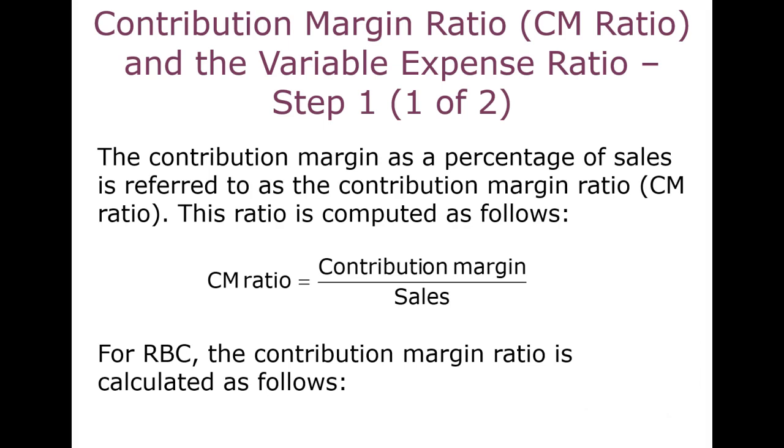Now let's introduce a new term, very similar to what we've been talking about. We're going to call it the contribution margin ratio. This is your contribution margin, in dollars, divided by your total sales. And that represents what percent of each dollar goes towards contribution margin. So let's compute it for the RBC company.